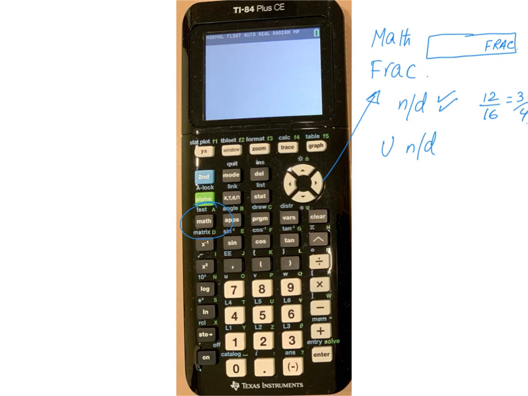So you can simplify the fraction using this and see what the simplified fraction is. Once you get the simplified fraction, you can easily determine the relationship between the two fractions.